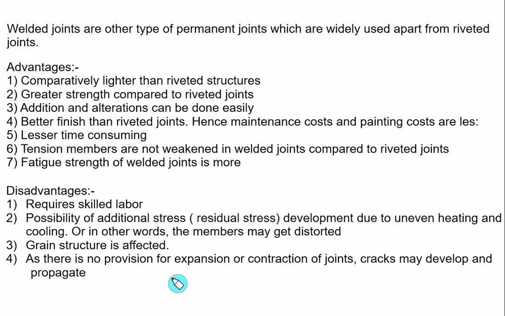And sometimes because of the heating, the member may get distorted. Secondly, the grain structure is also affected, and there is no provision for expansion or contraction of joints. Cracks may develop and propagate. So these are the 4 disadvantages of the welding joint.